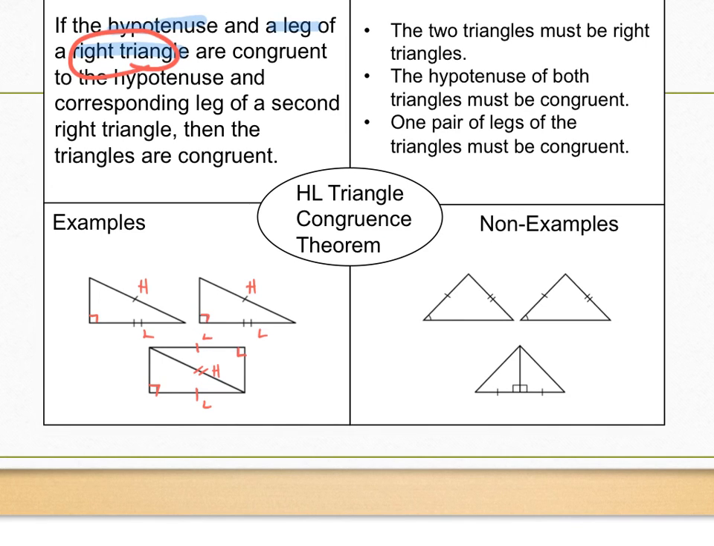So why are these non-examples not examples of hypotenuse leg? Well, for this first pair, it's because they are not right triangles. Now, this second example down here, these are actually congruent by side angle side, but not by hypotenuse leg. Why not? Because it doesn't tell me that the hypotenuses are congruent. So therefore, to show congruence here, I would need to use side angle side, not hypotenuse leg.